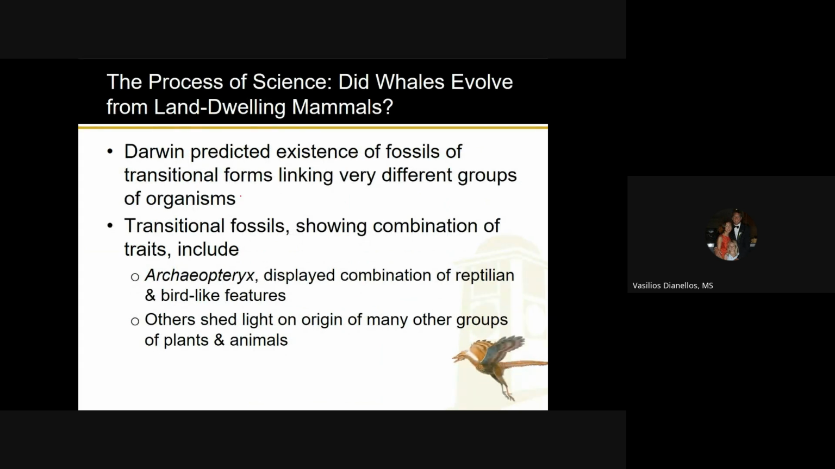All right. Darwin predicted the existence of fossils of transitional forms linking very different groups of organisms. Transitional fossils show a combination of traits, and sometimes they call them the missing link. In the old textbook example, not the one you guys have, is this Archaeopteryx right here. It has a combination of reptilian and bird-like features, right? So we know now that birds came from dinosaurs, basically. But this was one of the fossils that helped make that link.